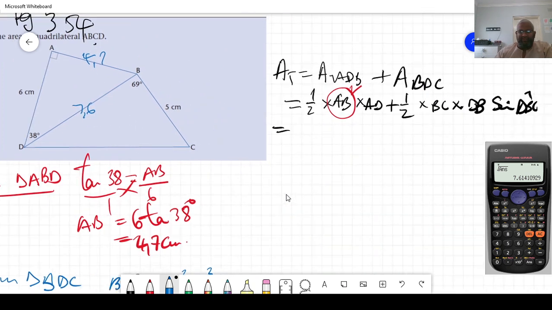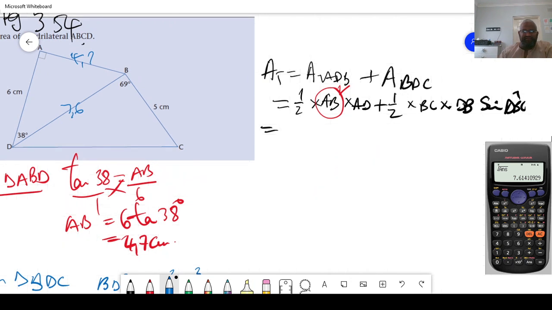So remember, what did they ask you? They wanted the area of the quad, the four-sided figure. So it's going to be half AB, which is 4.7, times AD, which is 6, half base times height, plus a half, BC, which is 5, times 7.6 times sine of 69.